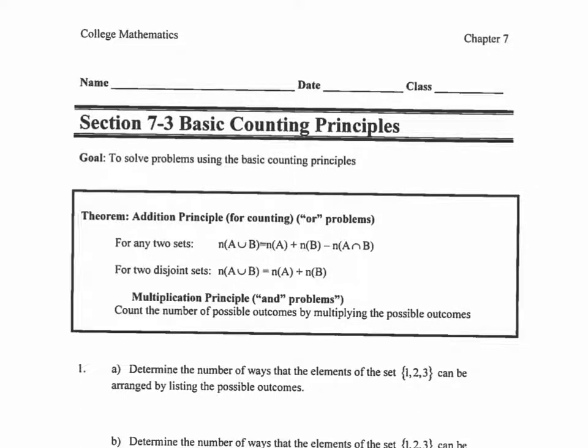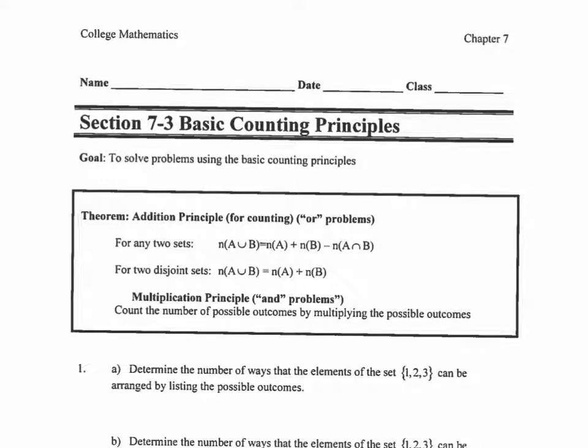So, in the case of something like a queen and a heart, there's the possibility, if you're looking at a standard deck of cards, that you're going to have a queen of hearts in there. So think about it. If I add up all the queens, count those, and I add all the hearts to it, I've actually counted the queen of hearts twice.